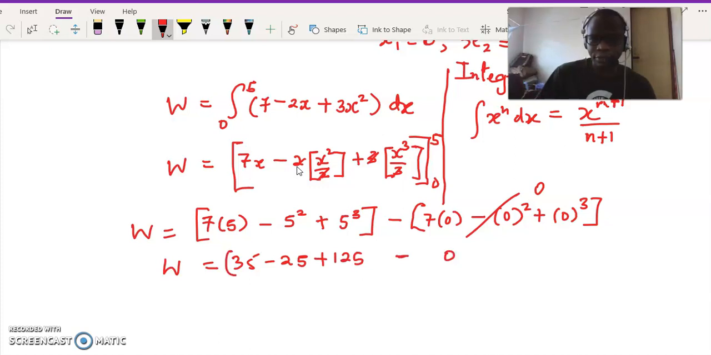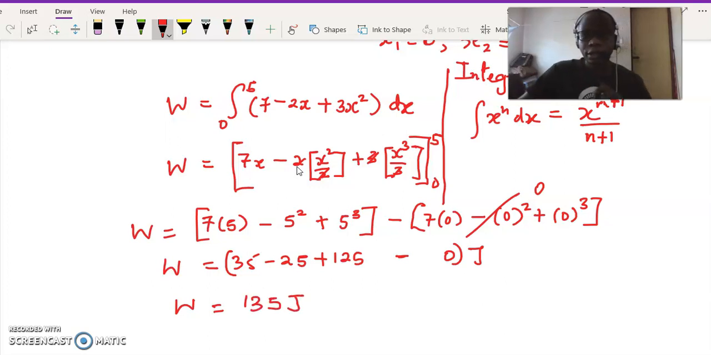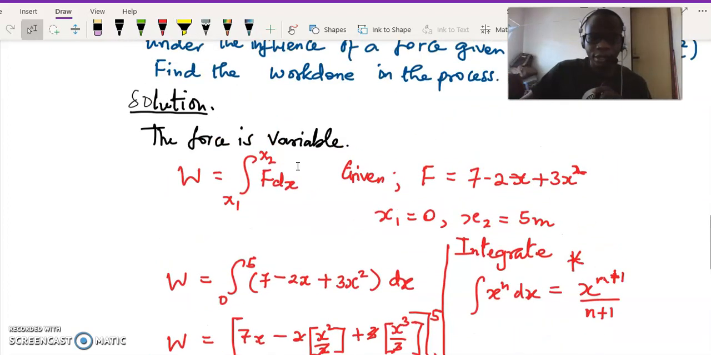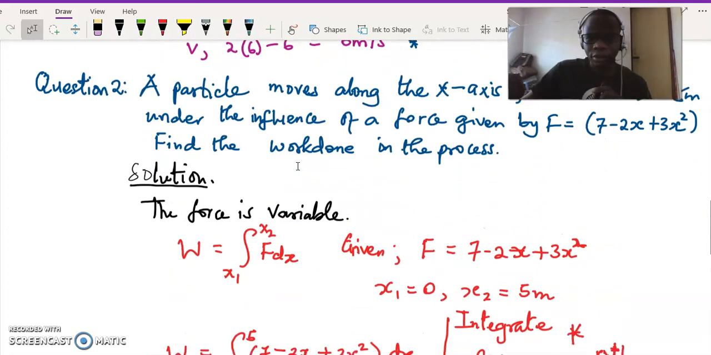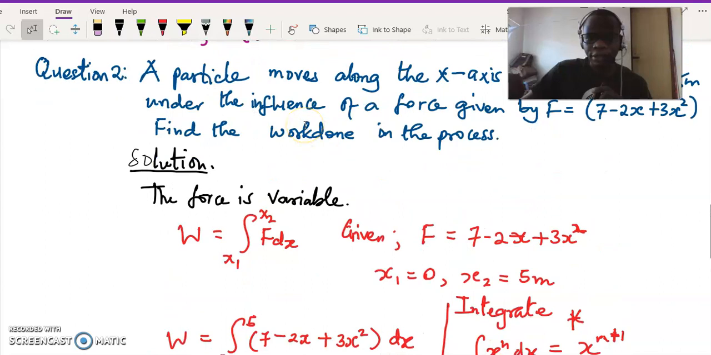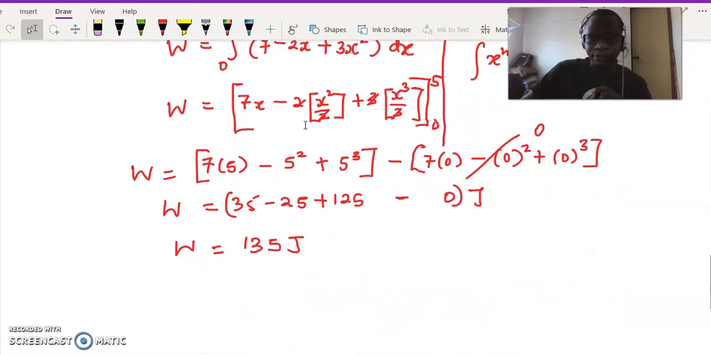So the whole of these is measured in joules. So the units are in joules. So work done is equivalent to, if you do the arithmetic here, you'll be able to arrive at 135 joules. So guys, that is the work done by this particular particle. So that is how we go about that question.